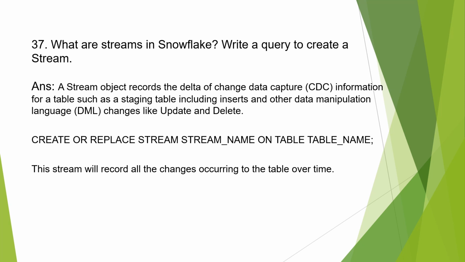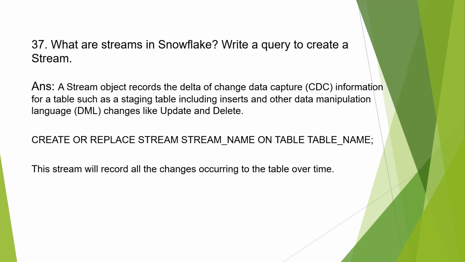Suppose I have a stage table and I have created a stream over that stage table. So my stream will be tracking all the inserts, all the updates, all the deletes happening to that stage table. Okay, so it is very important when you are maintaining slowly changing dimensions like type 1 or type 2. There will be a need to track all these changes and apply the same at the target table level, right? So we use streams for this purpose. Like for change data capturing, we use streams.